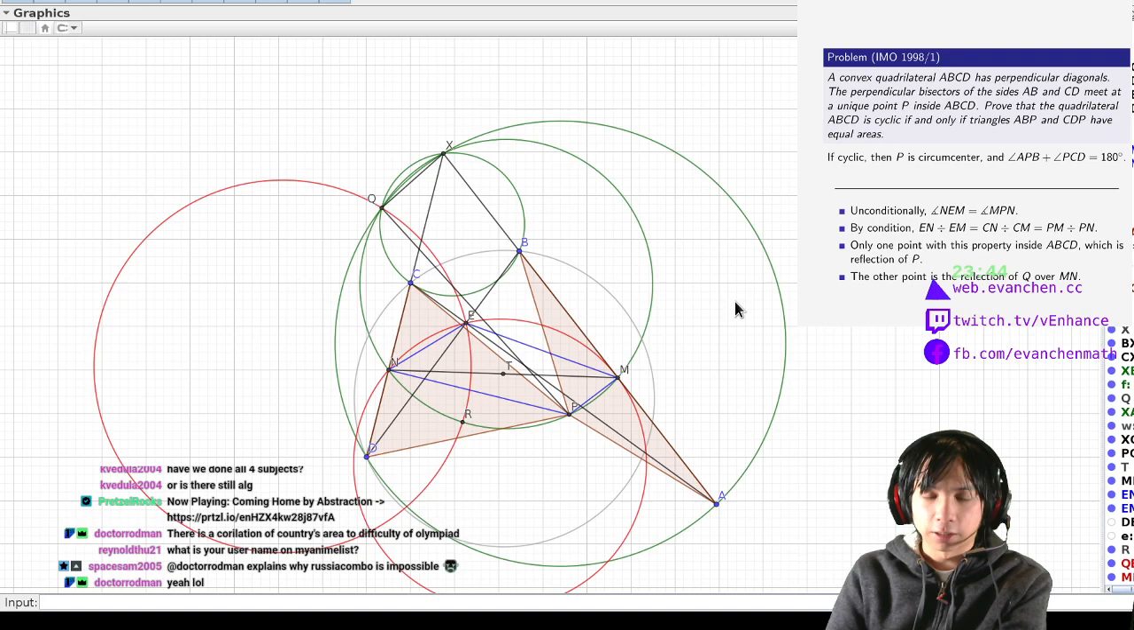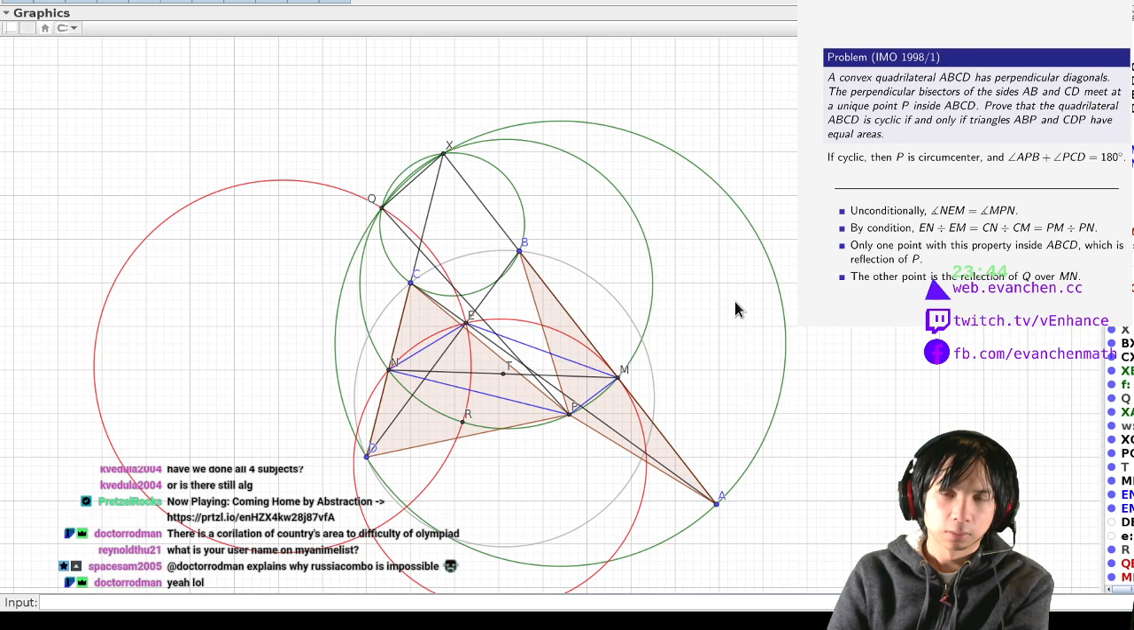Well, either way, Q for sure lies outside. Yeah, for a convex quadrilateral. Oh, that doesn't rule anything out though. This is so annoying.